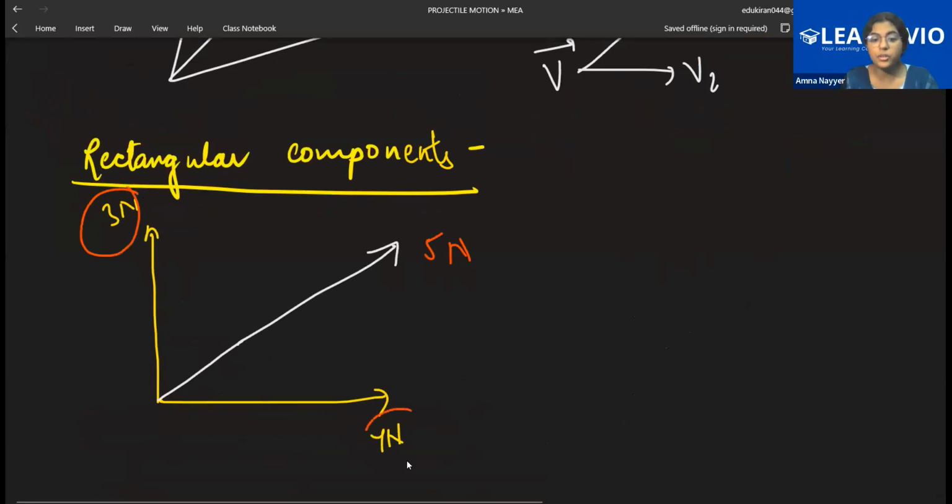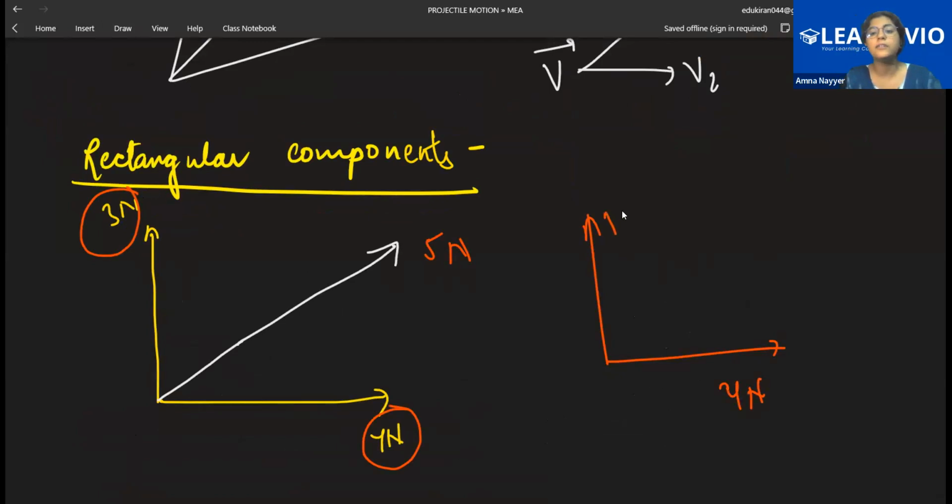Suppose this 5 Newton is split into 3 Newton and 4 Newton. This is 4 Newton, this is 3 Newton. These should have an angle of 90 degrees between them. And what is this process of splitting of vectors? This is resolution of vectors. This is also resolution of vectors. But the components which we have now obtained, like v1 and v2 in the previous example, which are at 90 degrees, are called rectangular components.